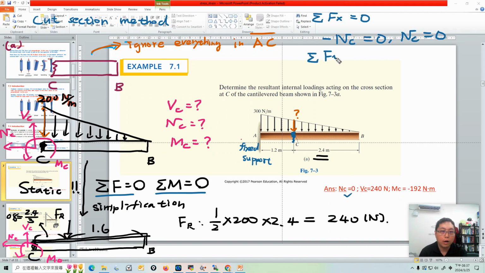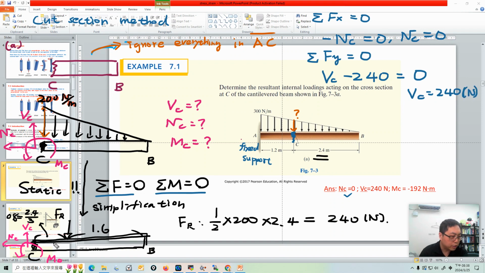And sigma Fy equal to 0. The Y component of the resultant force is also 0 because everything is static. Let's see the Y component. We only have VC pointing up, positive. And the resultant force here is Fr pointing down, 240 Newton, so it's minus 240, equals 0. Do we have anything else? No. So VC is equal to 240 Newton.